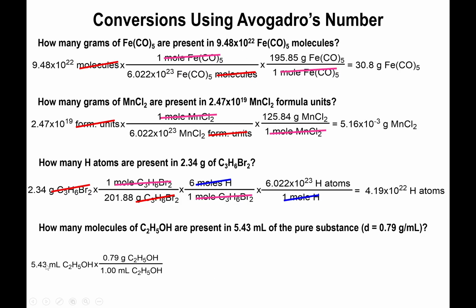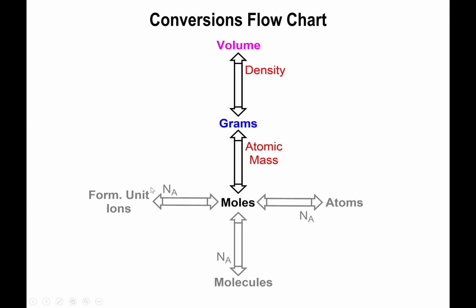So if we have 5.43 mLs of C2H5OH, we have to have mLs on the bottom and grams on the opposite end. Now, because the 0.79 is in front of grams directly, the 0.79 goes with grams. The mLs will have to have 1 as its placeholder value. Alright, so this allows you to be in grams. Now we have to switch to moles.